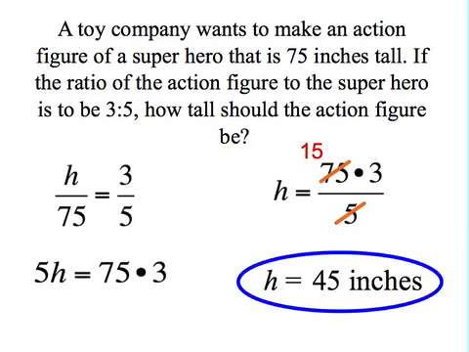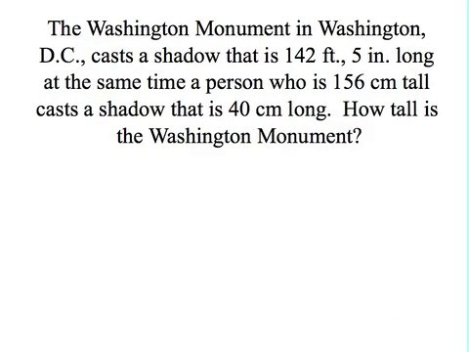the height of a pretty tall action figure, 45 inches. In this problem, we're looking at the Washington Monument in Washington, D.C., and on a sunny day, it casts a shadow that is 142 feet 5 inches long. And at the same time, a 156 centimeter tall person standing near the monument casts a shadow that is 40 centimeters long. Our job: find how tall the Washington Monument is.